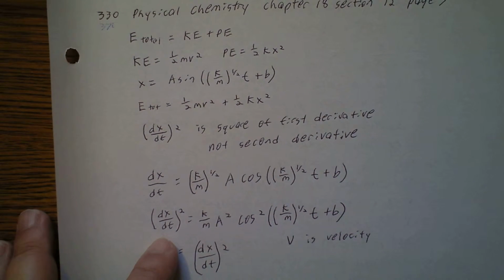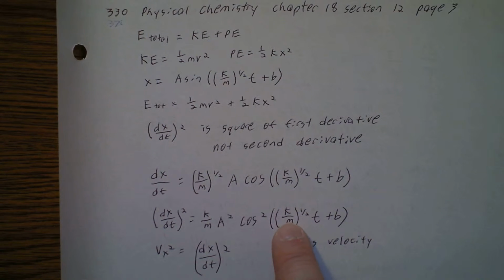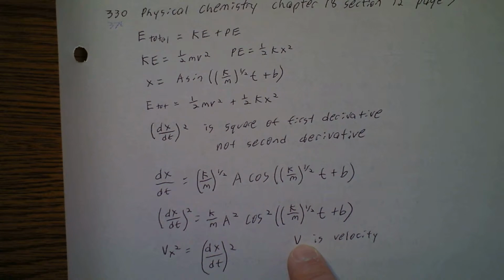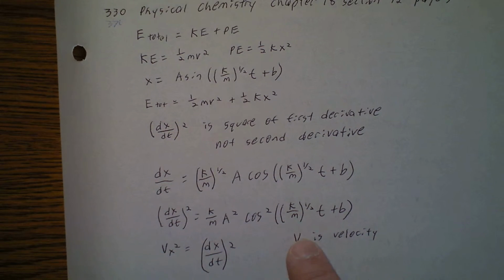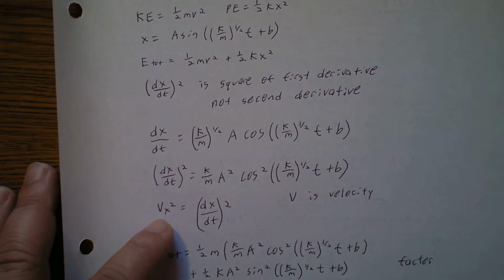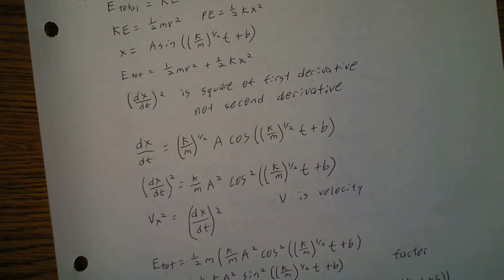So the second derivative of x with respect to t is equal to k over m times a squared times cosine squared times the square root of k over m times t plus b. Remember, v in this case, lowercase v, is velocity. So we have the velocity squared is equal to the first derivative of x with respect to t, squared.